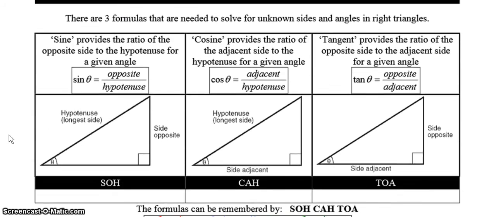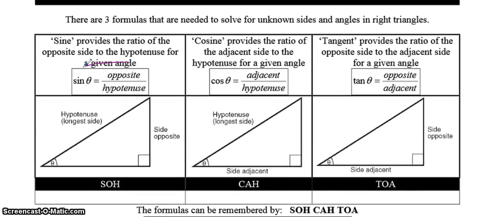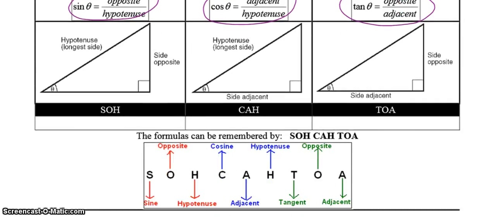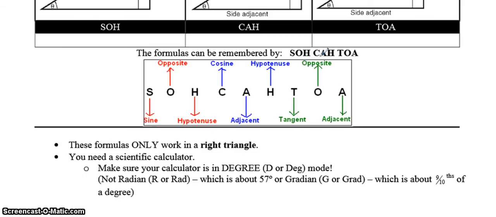And the three formulas you need to know for this unit are sine equals opposite over hypotenuse, cos equals the ratio of the adjacent to the hypotenuse, and tan is the ratio of the opposite to the adjacent. You will not be given those formulas on a test, but what you would be given is this word SOHCAHTOA. Say that word with me, SOHCAHTOA. So it's an acronym, which stands for sine equals opposite over hypotenuse, cosine equals adjacent over hypotenuse, and tan is equal to opposite over adjacent.